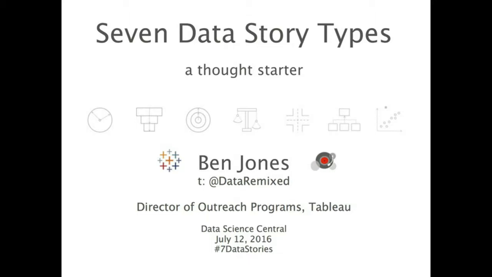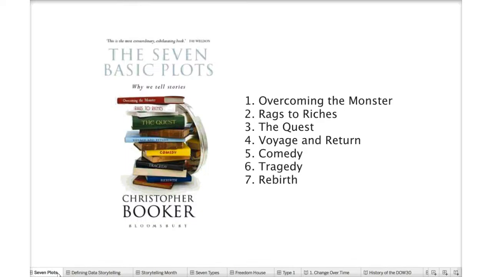There's a book that's come out quite recently that I think speaks to this exact use case. Christopher Booker has written a book called The Seven Basic Plots: Why We Tell Stories, and he's defined seven different story types that we see in TV shows, movies, books we read. Even in our own lives, we can see these story arcs play out, whether that's overcoming the monster or rags to riches, the quest, voyage and return, comedy, tragedy, and rebirth.